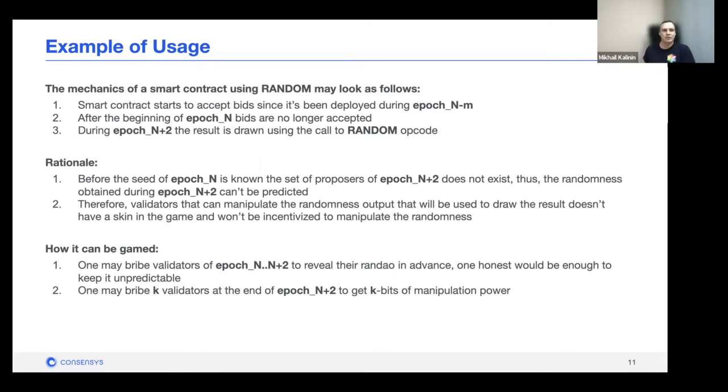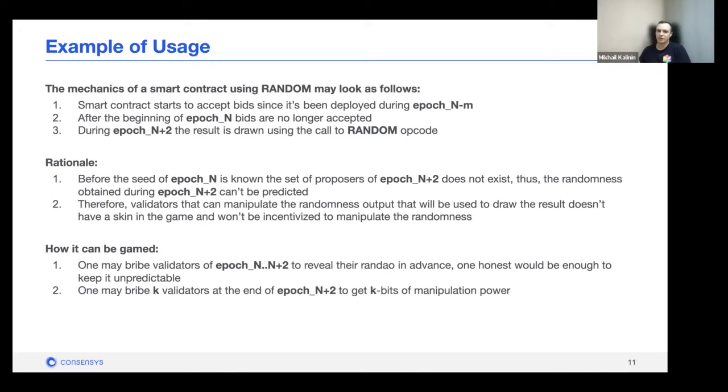Also, the other way that it could be gamed is like, suppose you know the validator set. You will know this validator set after epoch number n, when the seed of epoch number n is known to the network, and you may try to bribe the key validators at the end of the epoch, the k last validators that reveal the RANDAO contributions before the call to the random opcode, so that they have influence on the RANDAO mix that will be returned by the random opcode, and try to get some manipulation power out of this, and just bribe them to not propose a block. And that's it. So that's pretty much it.